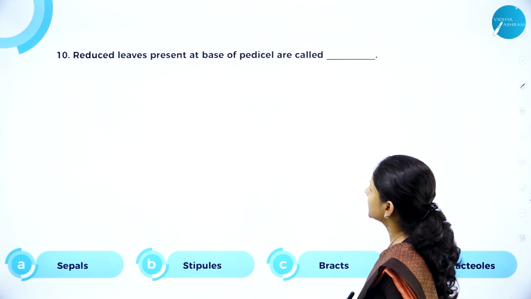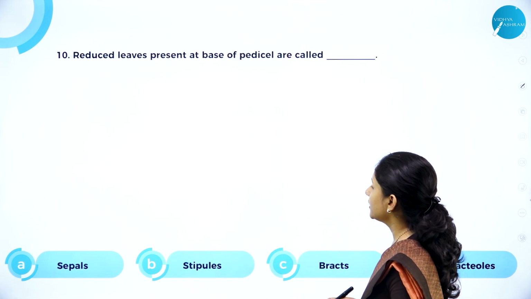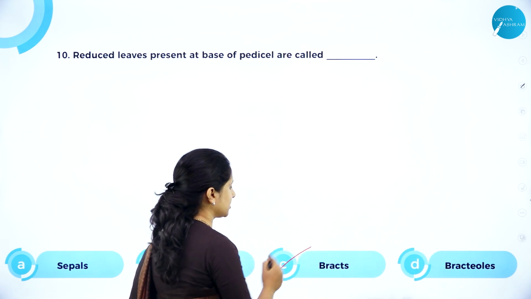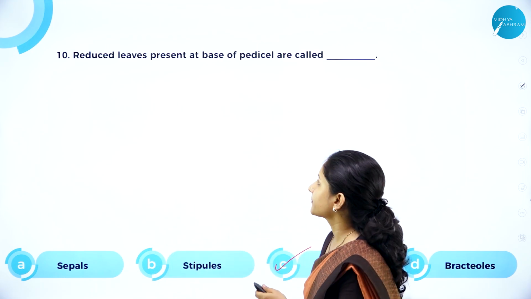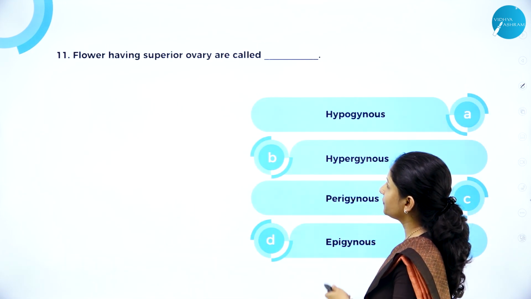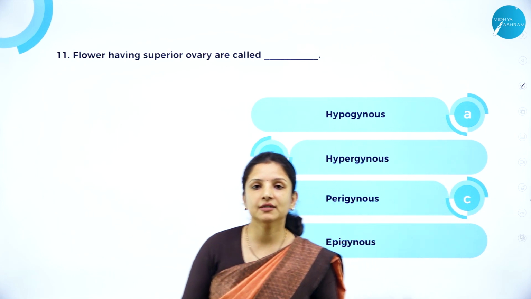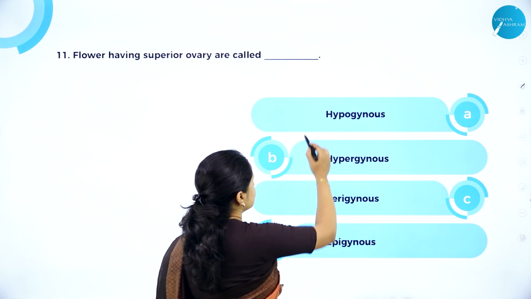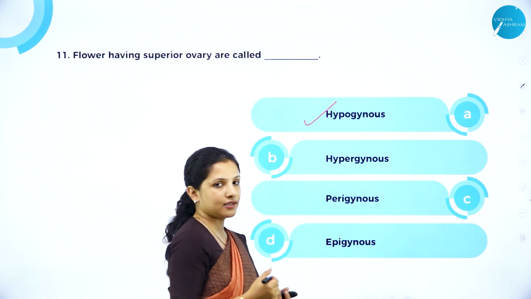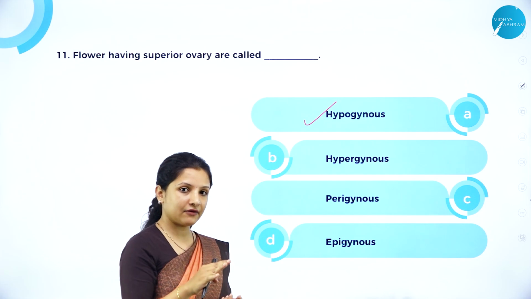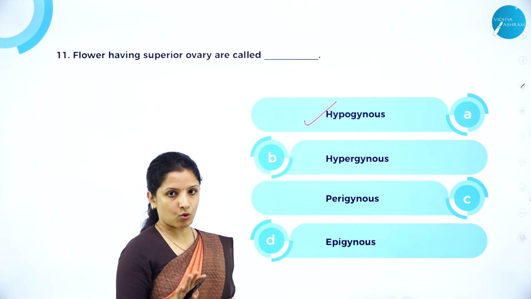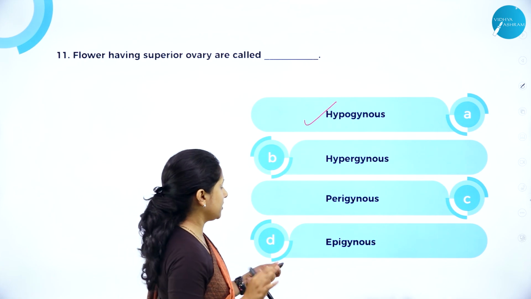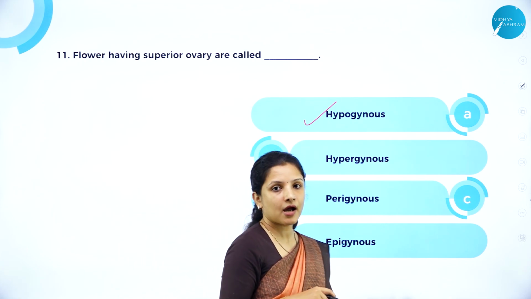Next, reduced leaves present at base of pedicel are called. At the base of the pedicel, the reduced leaves are usually called as bracts. So, the right answer here is bracts. Next, flowers having superior ovary are called. Flowers having superior ovary. Hypogynous. Hypogynous is the right answer. It's not hypergynous. Perigynous means flowers having semi-inferior ovary. Epigynous means they have completely inferior ovary or inferior ovary. The right option here is option A, hypogynous.